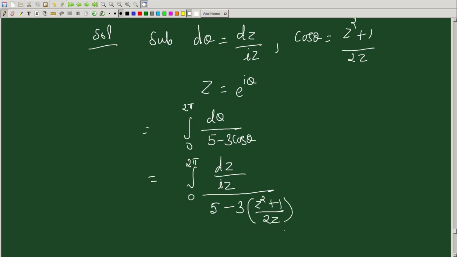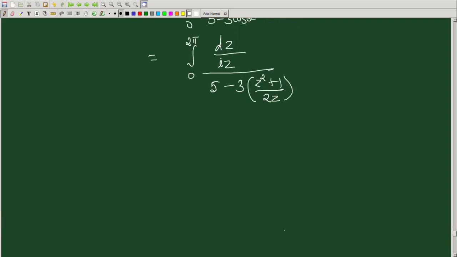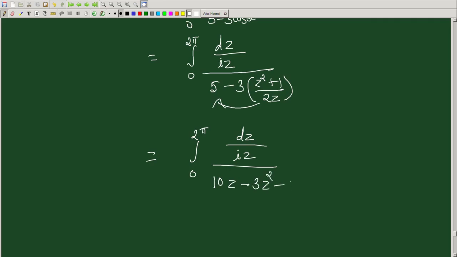And after that, it's a very basic simplification. So do the cross multiplication. So what you will get? Integral 0 to 2 pi dz by iz. Once you do the cross multiplication, 5 twos are 10z minus, multiplying 3 inside, minus 3z square minus 3, whole divided by 2z, and after that, writing the reciprocal.